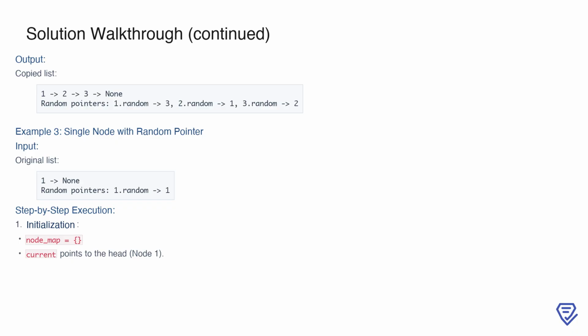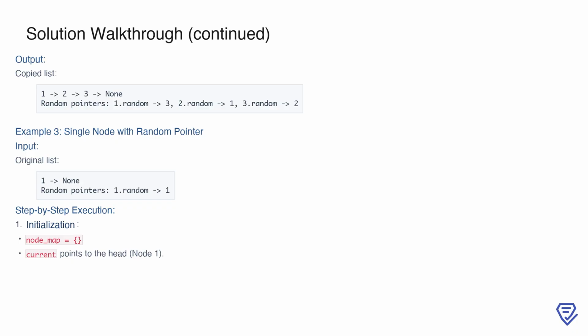For node 2, we set its copy's next pointer to the copy of node 3, and its random pointer is set to the copy of node 1. Finally, for node 3, its copy's next pointer is set to none, and its random pointer is set to the copy of node 2. This ensures that all connections, including the random pointers, are correctly replicated in the copied list.